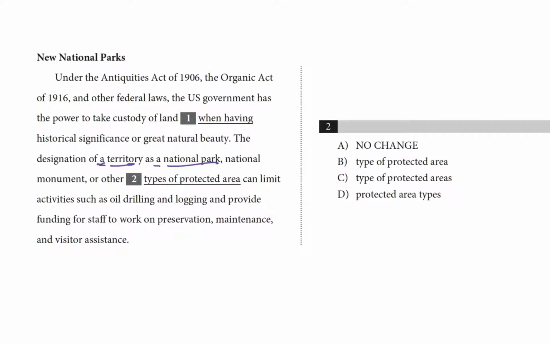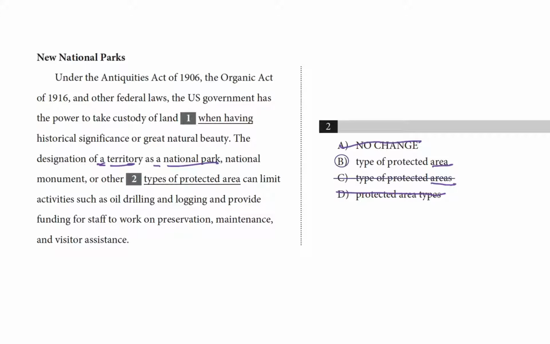So that knocks out choices A and D because they use the plural types. That leaves choices B and C. Are we talking about one kind of protected area or multiple kinds of protected areas? We're looking for a singular thing, a type of area. We're talking about 3 possible designations: a territory, a national park, and some unspecified designation. But all 3 are singular: a territory, a national park, the designation. And that means that we're looking to match up with singular nouns, type and area, to match with territory or park. And our only choice with 2 singular nouns is B, type of protected area.